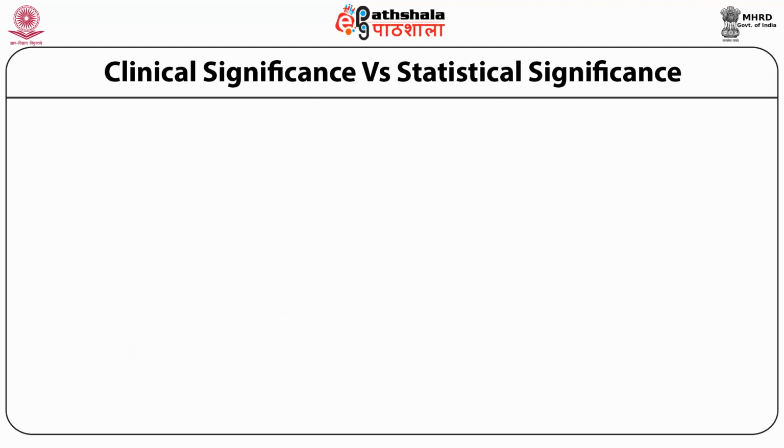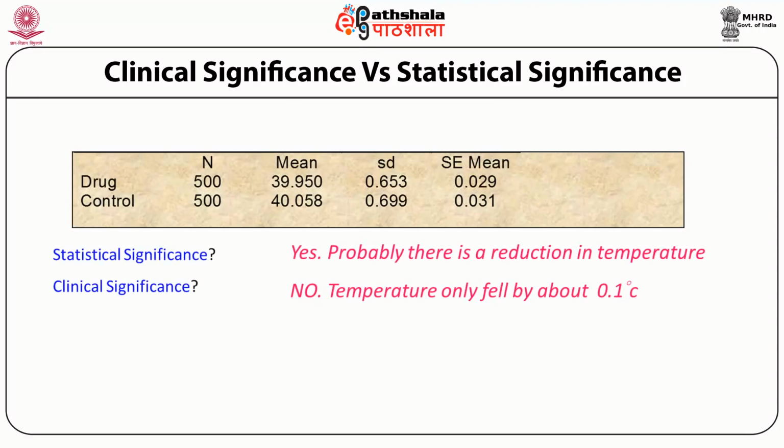Generally we come to clinical significance versus statistical significance. If the sample size is very large, then look at the difference. In one group the temperature is 39.95. In the group where the drug was not given, it is 500 patients, and the mean is 40 points. So look at the difference. Hardly any difference, but this is significant.